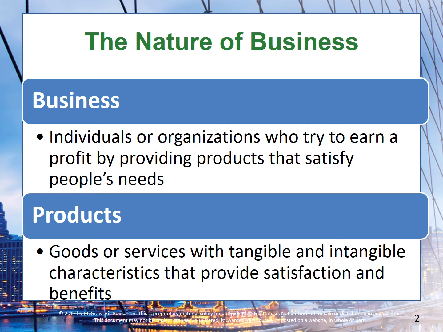The first thing that we want to do is to define what a business is, or what the nature of business is. Business can be individuals or organizations who want to earn a profit, and they do that by providing products that are going to satisfy their customers' needs. And they're going to provide the products, which can be goods or services, with tangible and intangible characteristics, which we'll talk about in the next slide.